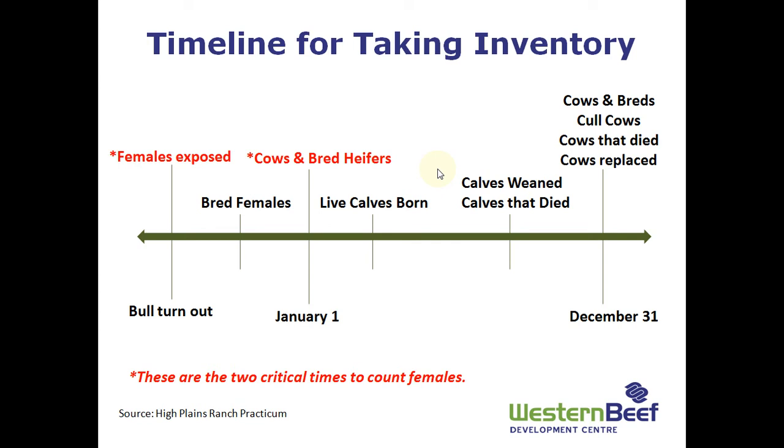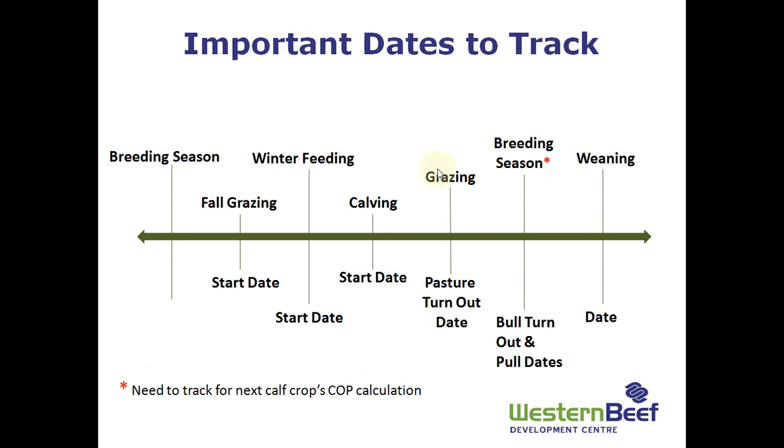So there's red font and an asterisk beside females exposed and cows and bred heifers at January 1st. Those are 2 critical times to be able to count your herd inventories and count your females. There are also important dates to track throughout the year.